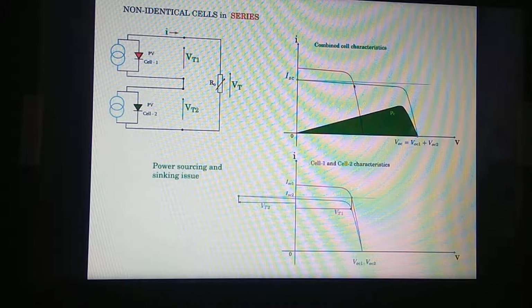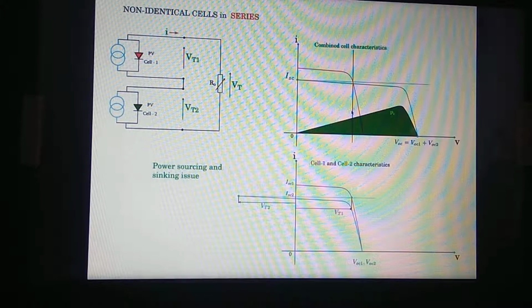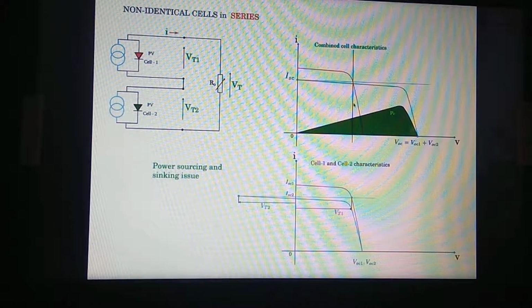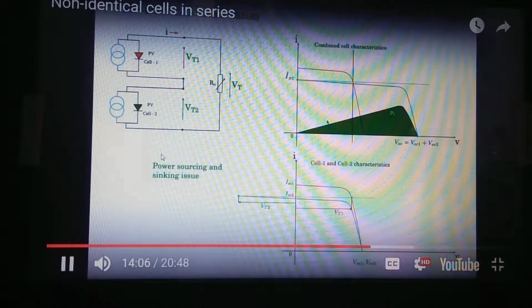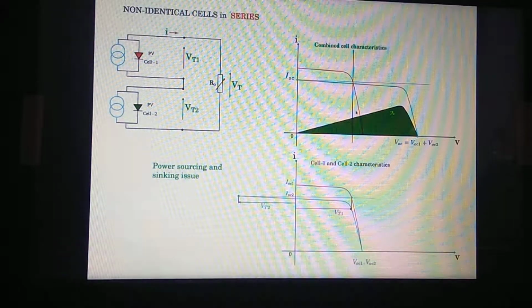And at this point, if I draw the vertical line, we see that this is a crucial juncture. To the right of this line, you will see that both the cells are sourcing, and to the left of the line, only PV cell 1 is sourcing, PV cell 2 is sinking. So this is the dividing line.